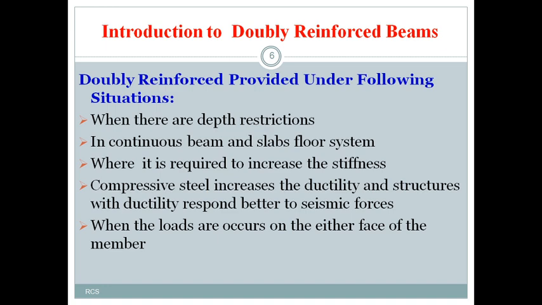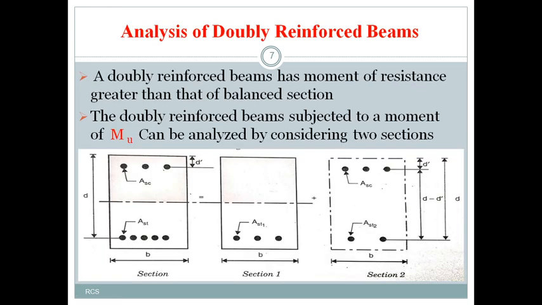The tension zone will occur below the neutral axis. Because of vertically upward forces, the tension will occur above the neutral axis. So to counteract these two tensions, we have to provide reinforcement in compression as well as tension zones. So these are the situations where we can use doubly reinforced members. Right, so let us start the actual analysis of a doubly reinforced beam.